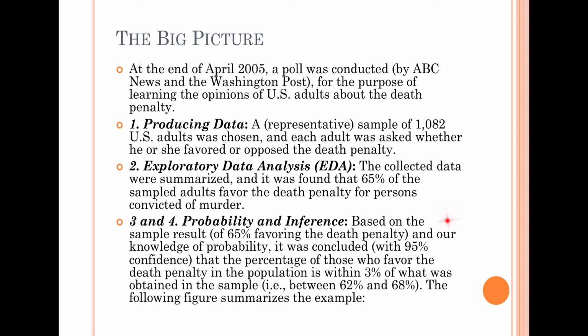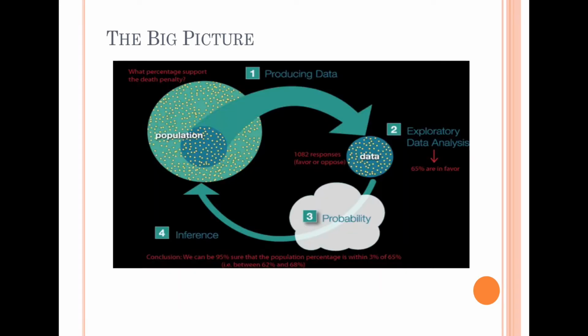And then in parts 3 and 4, we used probability and inference to draw conclusions about a larger population, beyond even the people that we talked to, and made some conclusions about those people. We can see here a picture of this whole process.